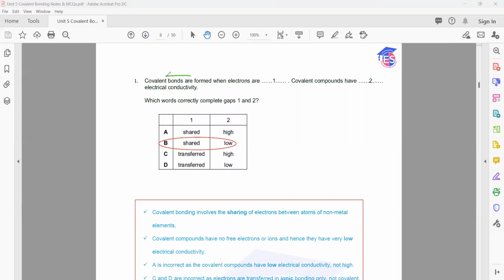For example, question number one: covalent bonds are formed when electrons are. They have given the word. So can I say transferred? In covalent bonding, there is no transfer of electrons, only sharing of electrons. So it means that here shared will come. And the second one, they have high electrical conductivity or low. And we just discussed that covalent compounds do not conduct electricity, it means low. So this is the answer. The details are given here.